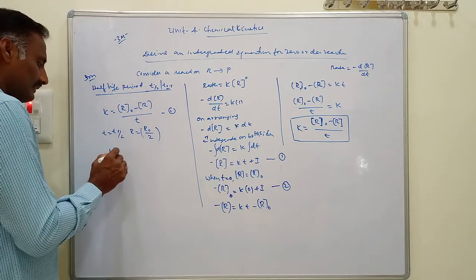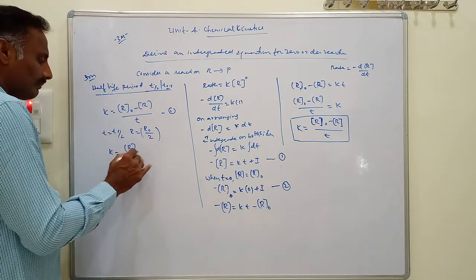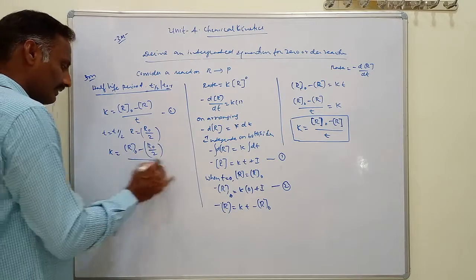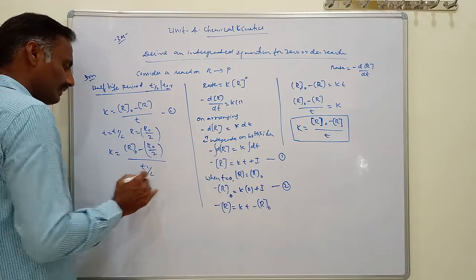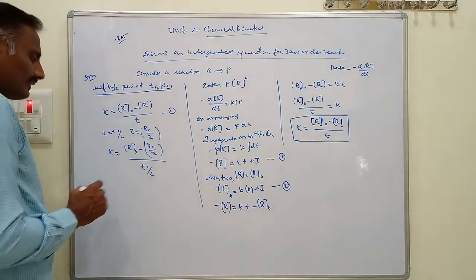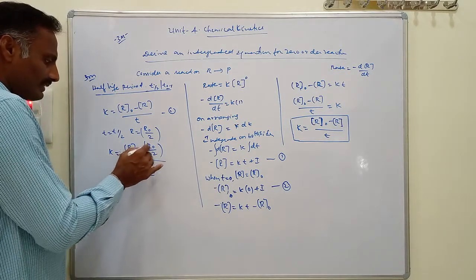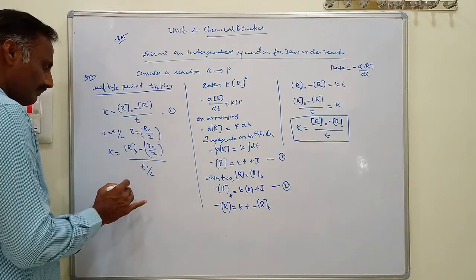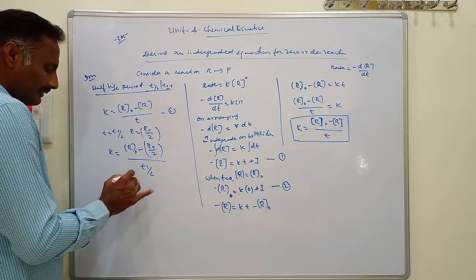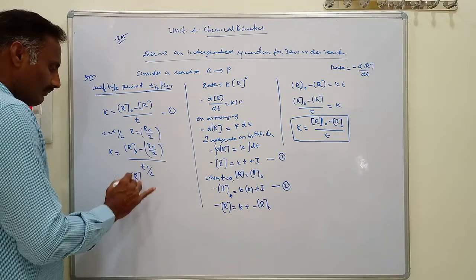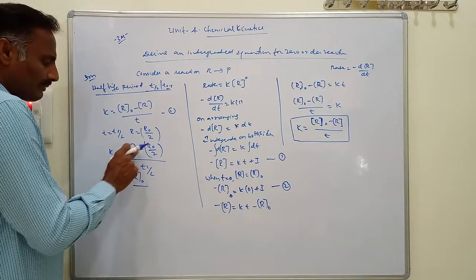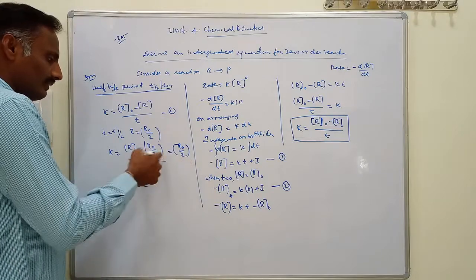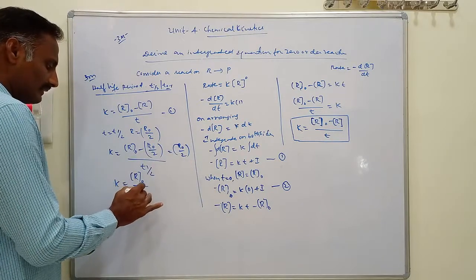Then you will get K equals R naught minus R naught by 2, divided by T half. Then R naught minus R naught by 2, its value is R naught by 2 only. So this is K equals R naught by 2, divided by T half.